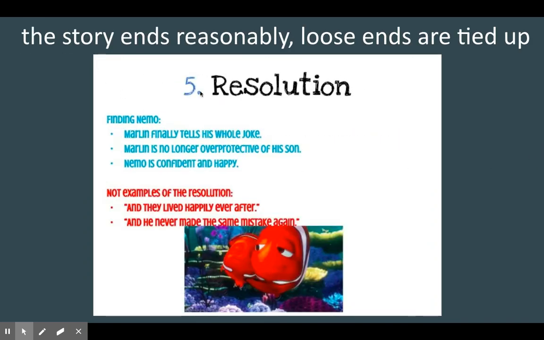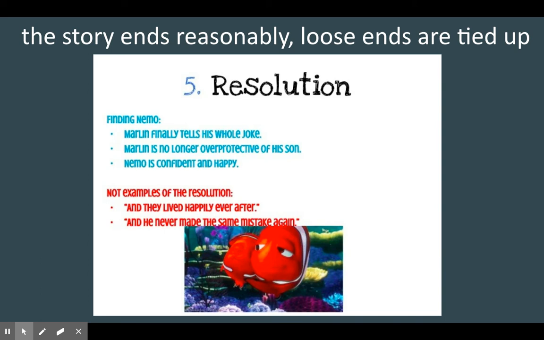And then lastly, we have resolution, where the story ends. Loose ends are hopefully tied up, but not always. So in Finding Nemo, our resolution is Marlin finally tells the whole joke. If you reflect back to the exposition, he doesn't tell a very funny joke, but here he does. Marlin is also no longer overprotective of his son, and Nemo is confident and happy. So everything that was part of the conflict in the beginning, again, gets resolved.